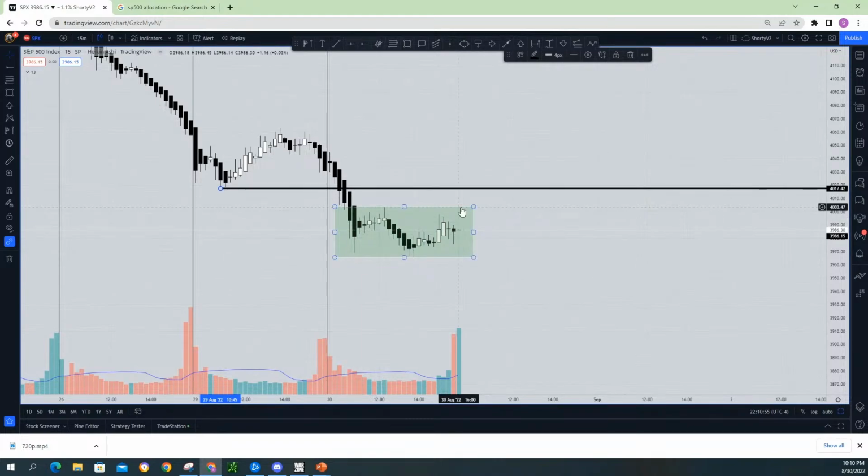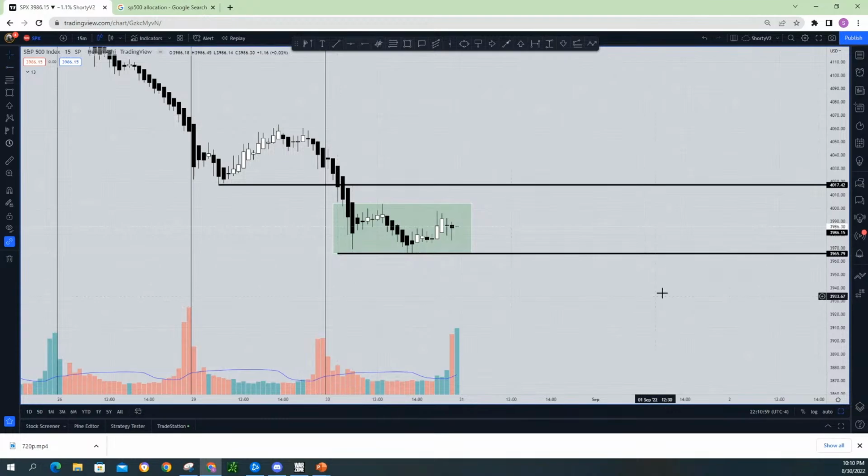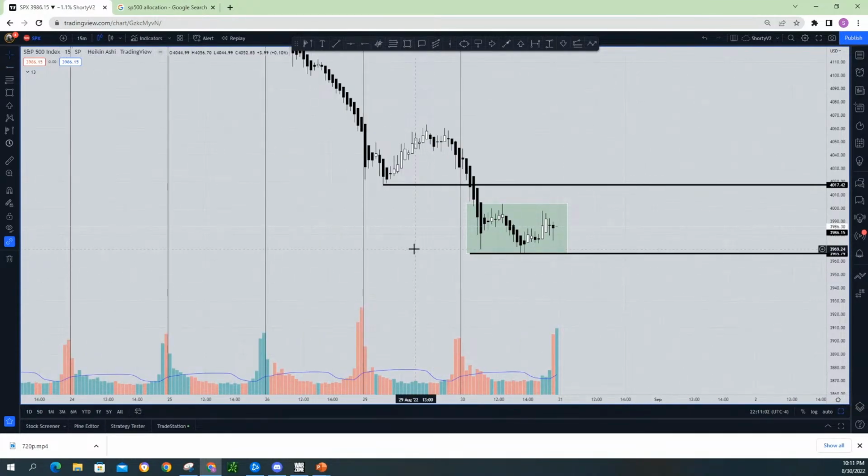And once we break this range here, we have 14 points up. And then once we break this range here, we said that we have, I think it was 39.33 or 39.50, and then 39.33 on next.